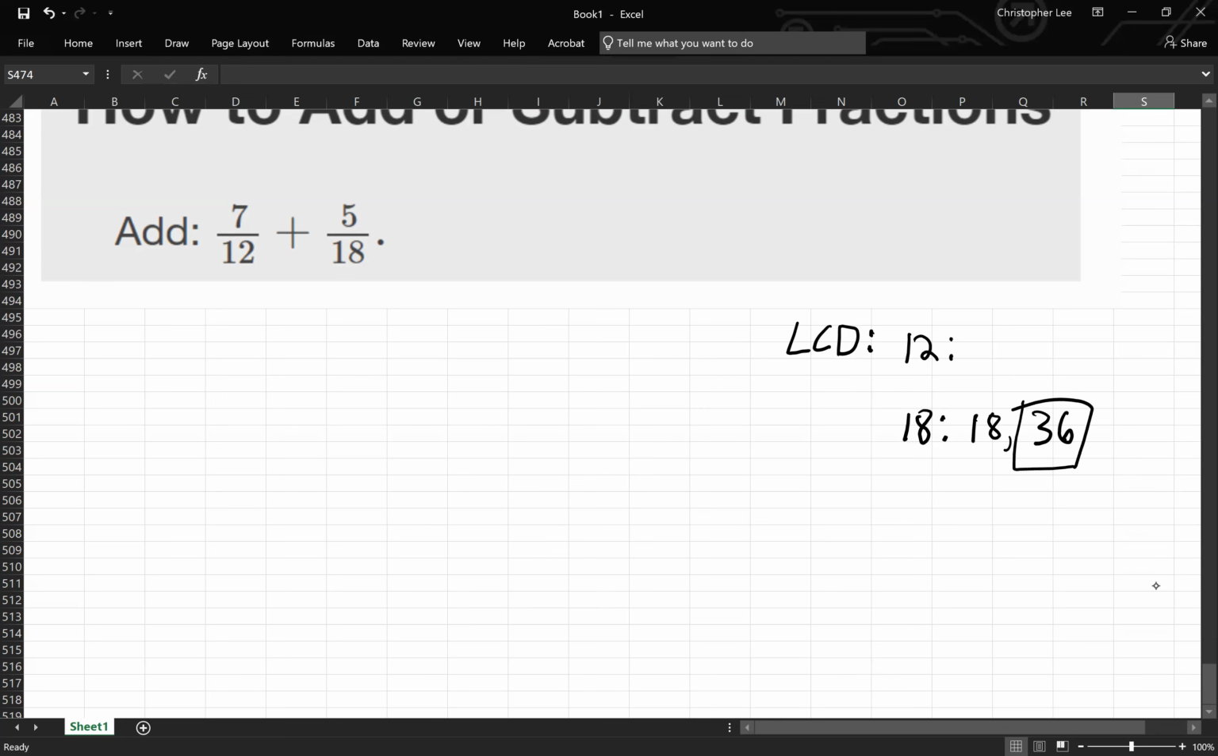So what am I saying? You start with the bigger number. Does the next number go into it? If the answer is yes, the bigger number is the LCD. You're done, right? If it doesn't go into it, times 2. Does it go into it? Cool. If it doesn't go in, times 3, times 4, times 5, until you get that number that it goes into. That's it. So here's the hard part.